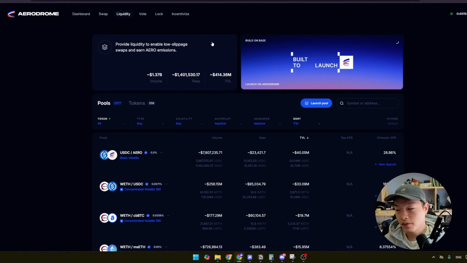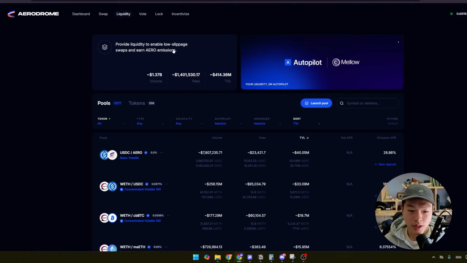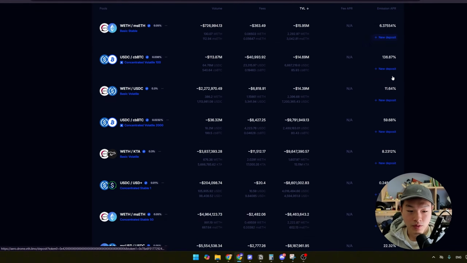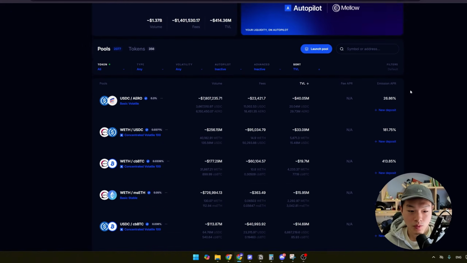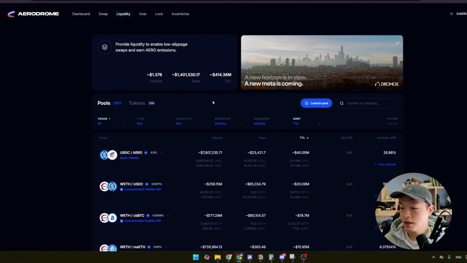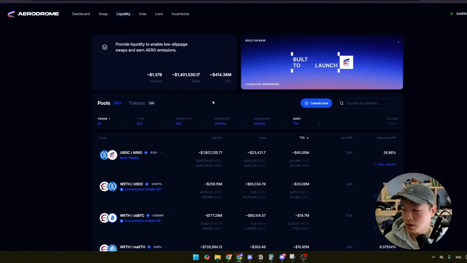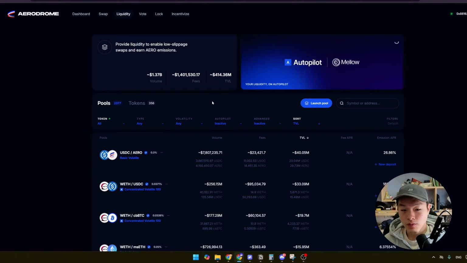Basically, if you're looking to provide liquidity, what we're going to do is go to this liquidity tab. And there's a bunch of liquidity pools here, right? And what we want to think about is if we want to actually provide liquidity for concentrated liquidity pools or actually provide full range liquidity. So Aerodrome actually has full range liquidity as well.